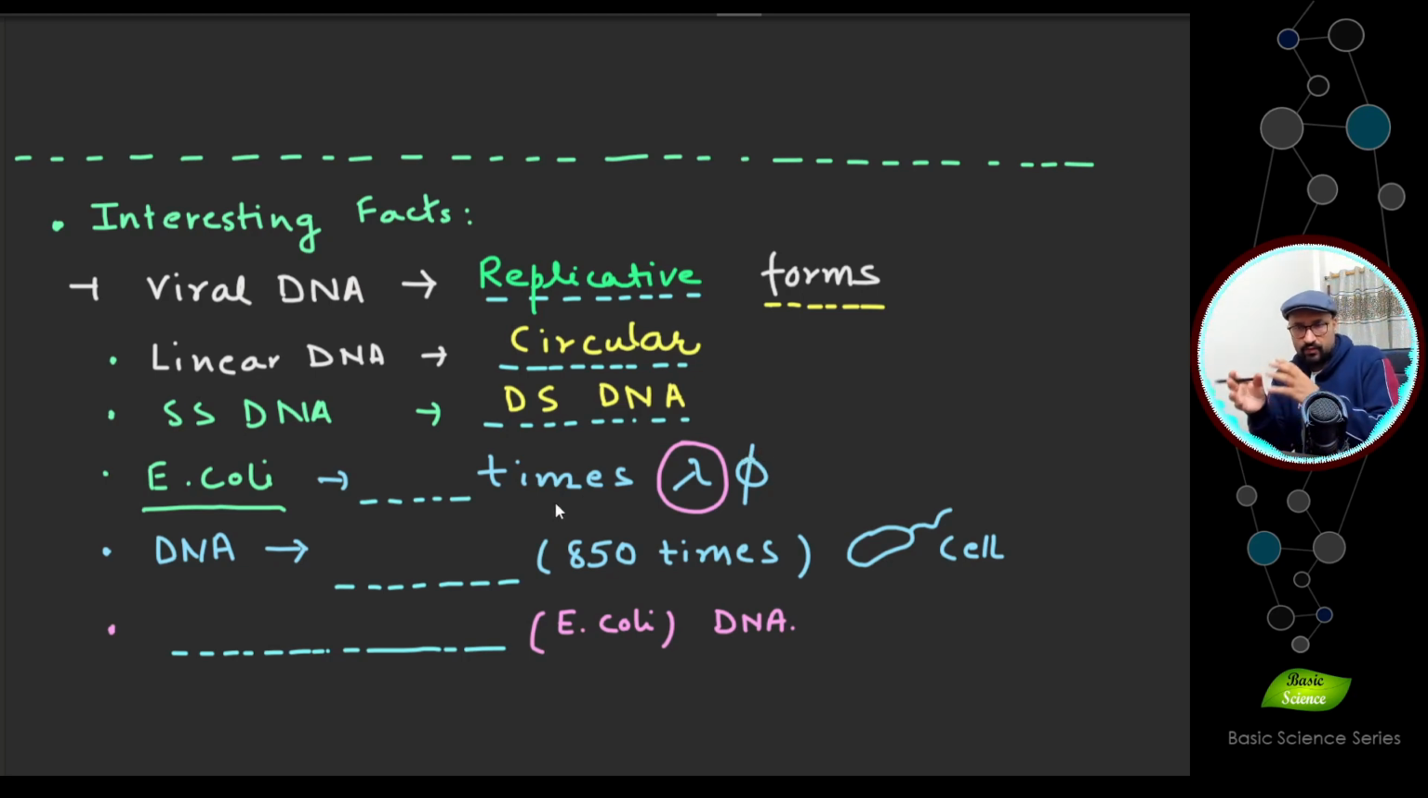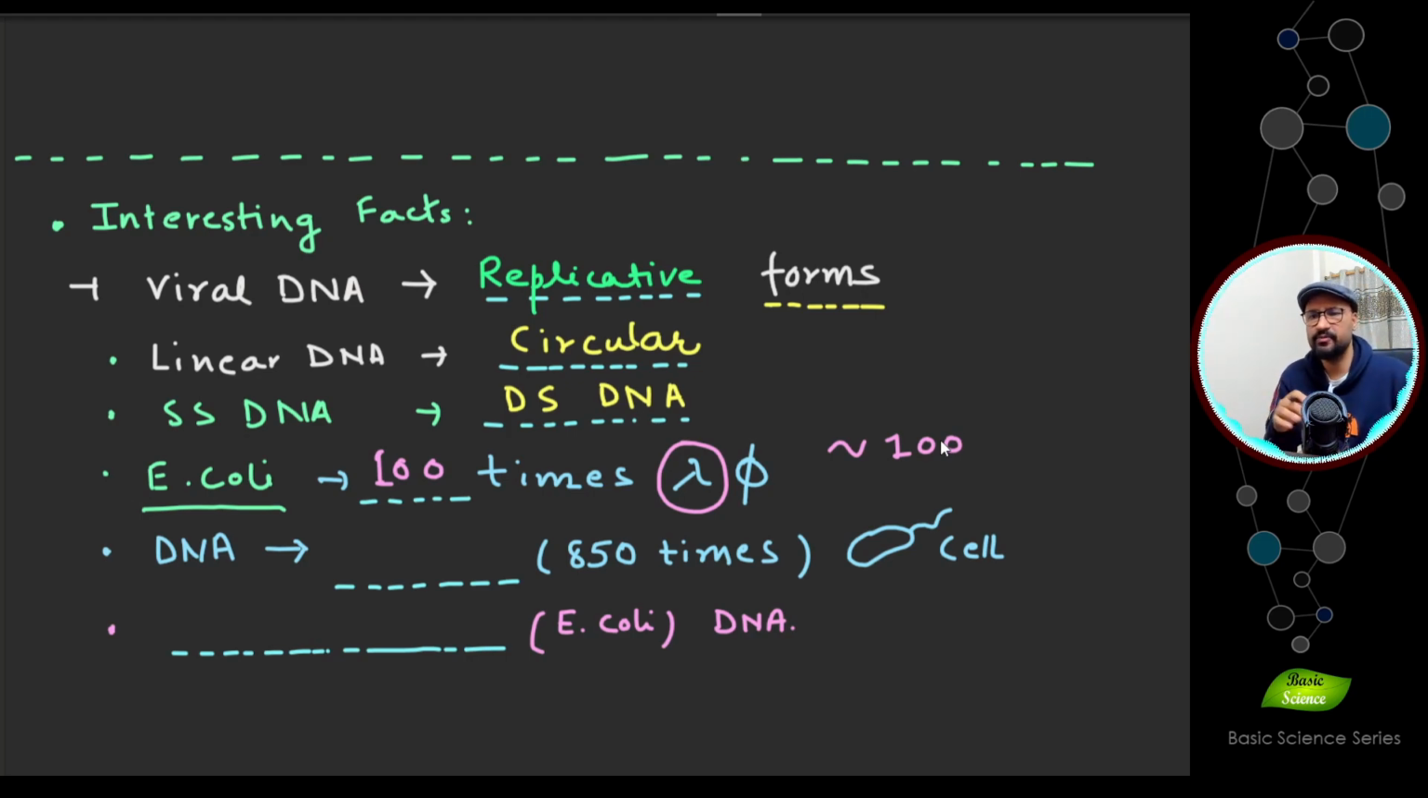Obviously now when we compare the phage DNA with the bacterial DNA, what will happen? The bacterial DNA, or genome, or nucleoid, will be larger. So how much larger? In terms of times, the bacterial DNA is approximately 100 times larger than the lambda phage DNA.